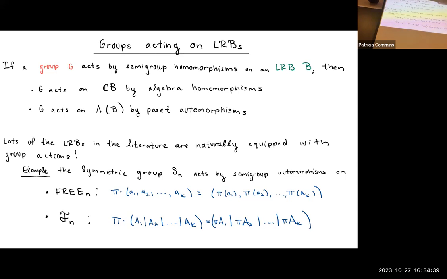But also, a lot of the LRBs, or at least the ones that I learned about first, have some natural group actions associated to them. Every reflection arrangement has a reflection group acting on it, and that will act on the associated LRB. So a lot of them come with these natural group actions. Like the free LRB and the face monoid of the braid arrangement are both acted on by the symmetric group in the way you'd expect.